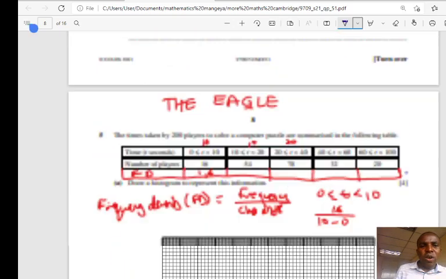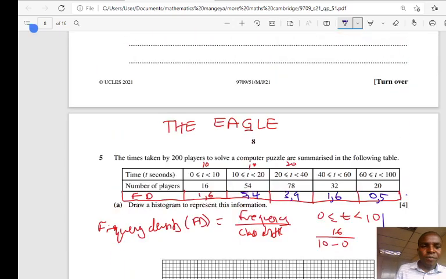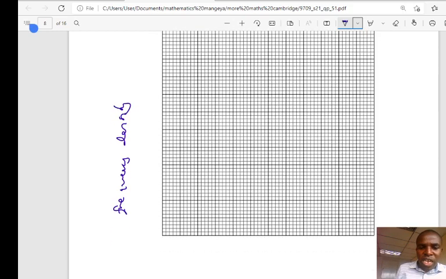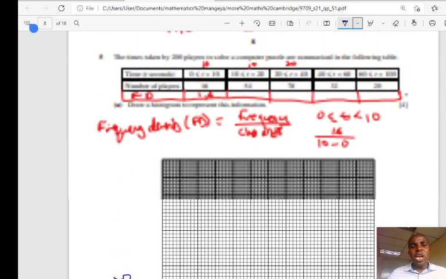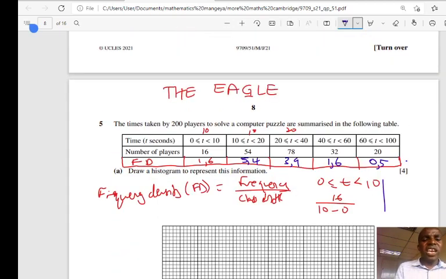Then on the horizontal, you have to put time in seconds. On the horizontal, so it's time. Labeling your graph is very, very important, so please take note. Now going up to the table, the horizontal is 0, 10, 20.